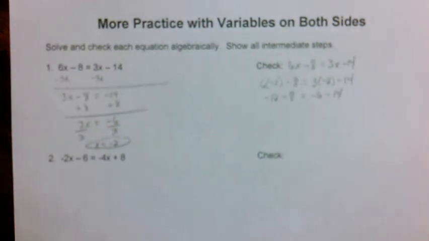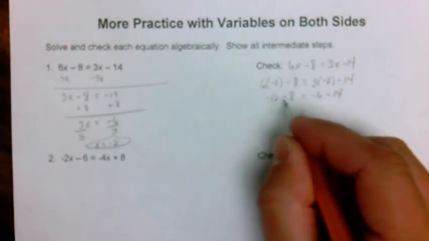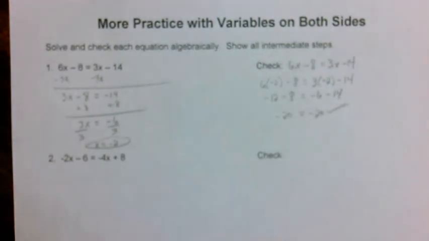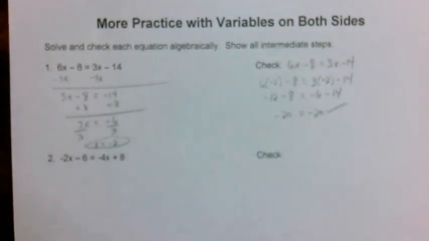And now when we evaluate each side of the equation, negative 12 minus 8 is negative 20. Negative 6 minus 14 is negative 20. The check works out, so we know that x is negative 2.